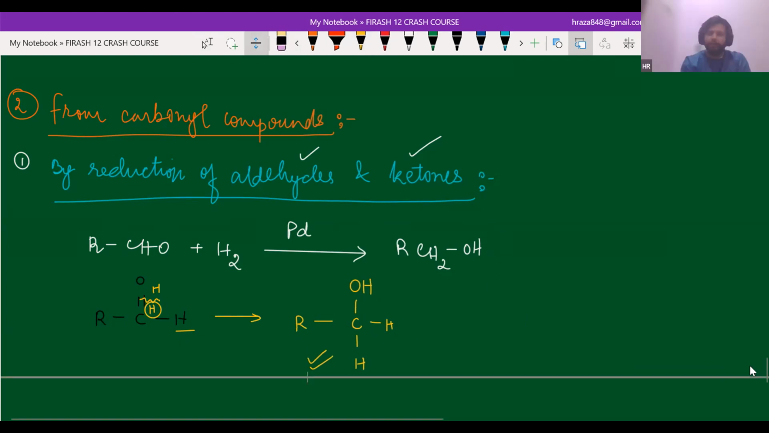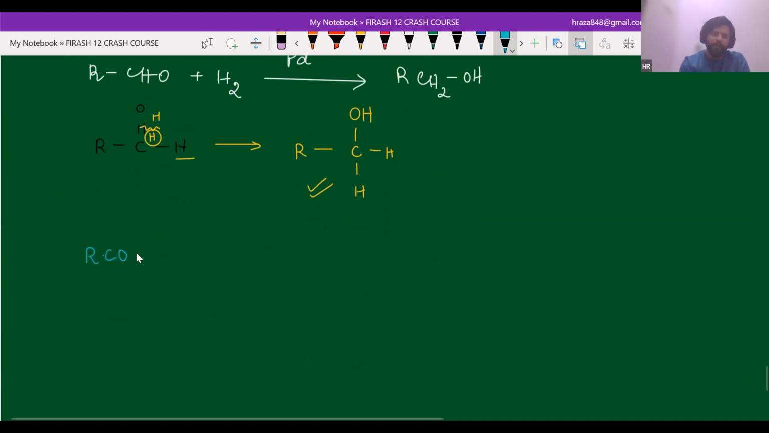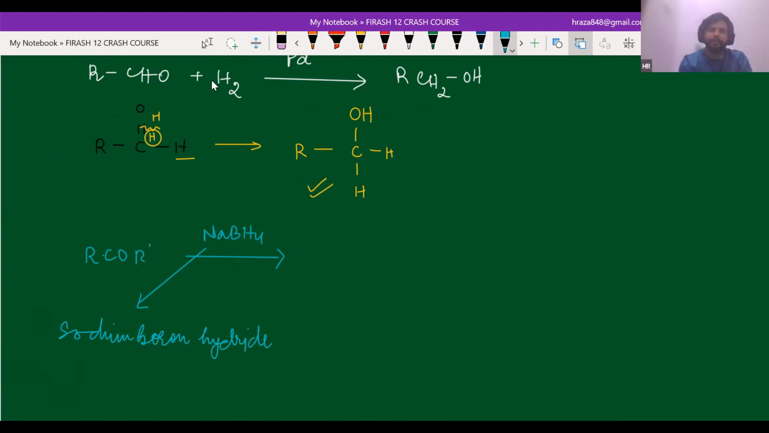If you have ketone, that will also be converted. If you have RCOR dash and you use NaBH4, which is a reducing agent, can you name it? NaBH4. Its name is sodium borohydride. So as you can see, it will be directly converted into RCH(OH)R dash.